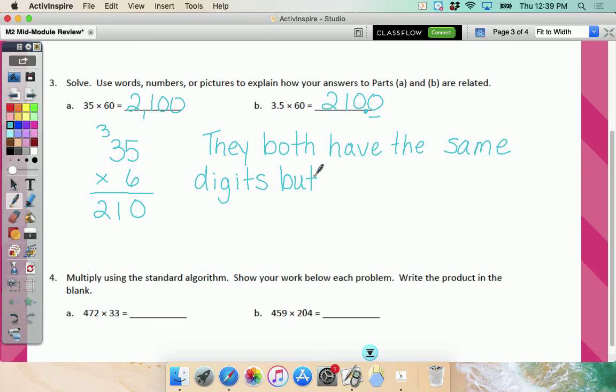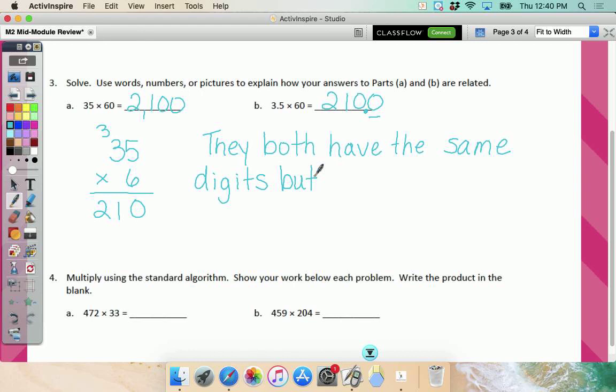So they both have the same digits, but which answer's larger? A or B? A is by how much? 10 by 10 digits by 1 digit. You're on the right track. He said 10. No? By 1. It's actually 10 times larger. It's not just larger by 10, is it? Because that would be plus 10. Okay? So you're on the right track.